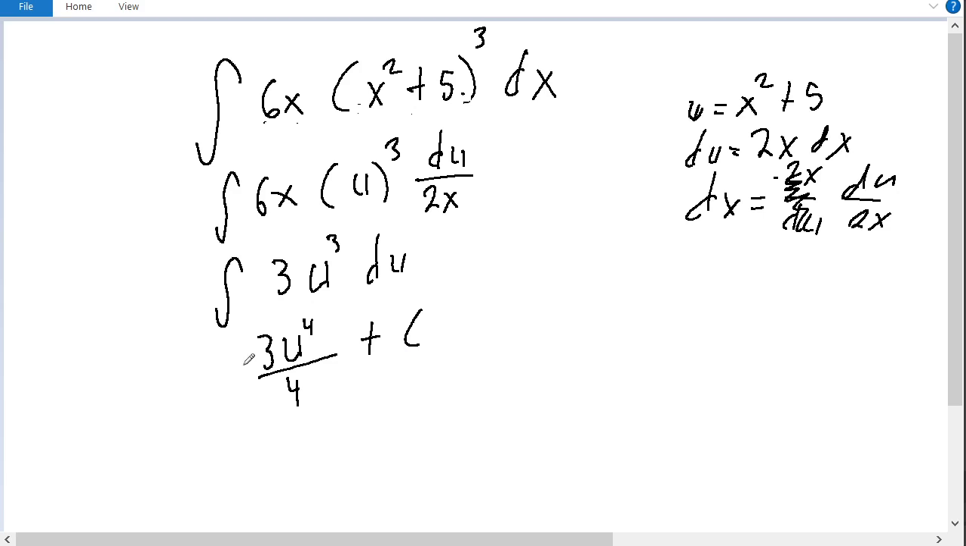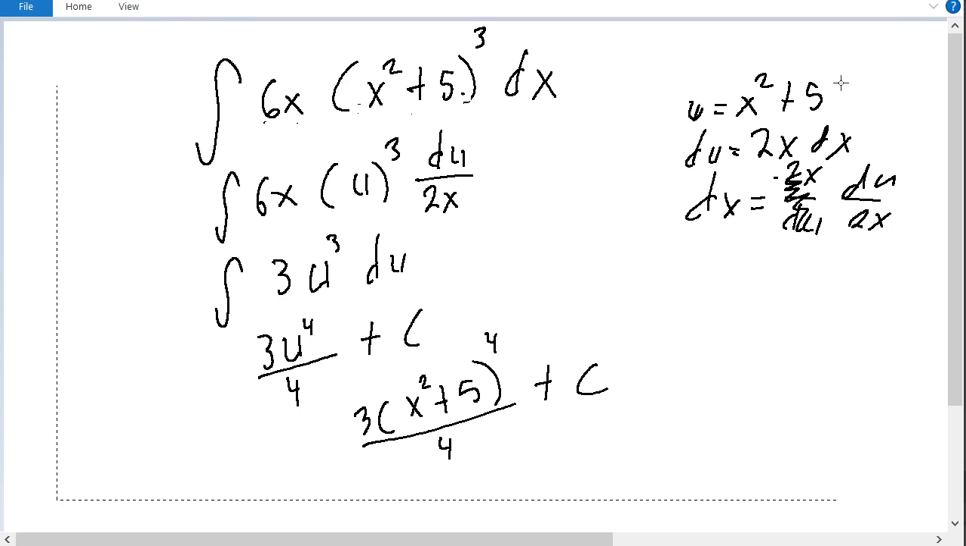And now we're not quite done yet, because we still want our end answer to be in terms of x. But that's just an easy matter of substitution, because we know what u is in terms of x. U is x squared plus 5. So we plug that in, fill in the rest, and we get our answer for our integral.